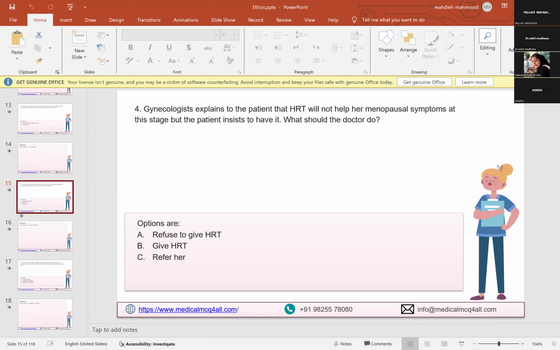Gynecologist explains to the patient that HRT will not help her menopausal symptoms at this stage, but the patient insists to have it. What would you do? Refuse, give, refer.